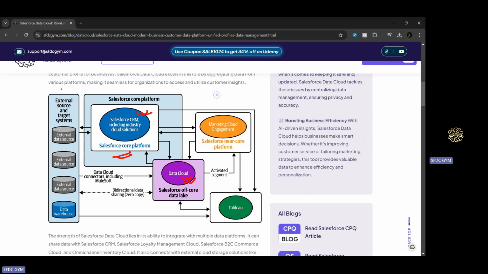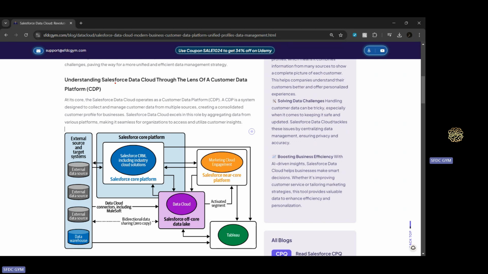The other type of data is present in external sources. We have external data sources where data warehouses are there. There are data lakes as well, where the entire data of the customer is present. This data is exchanged with the CRM platform, plus it is also exchanged with the help of Data Cloud itself.